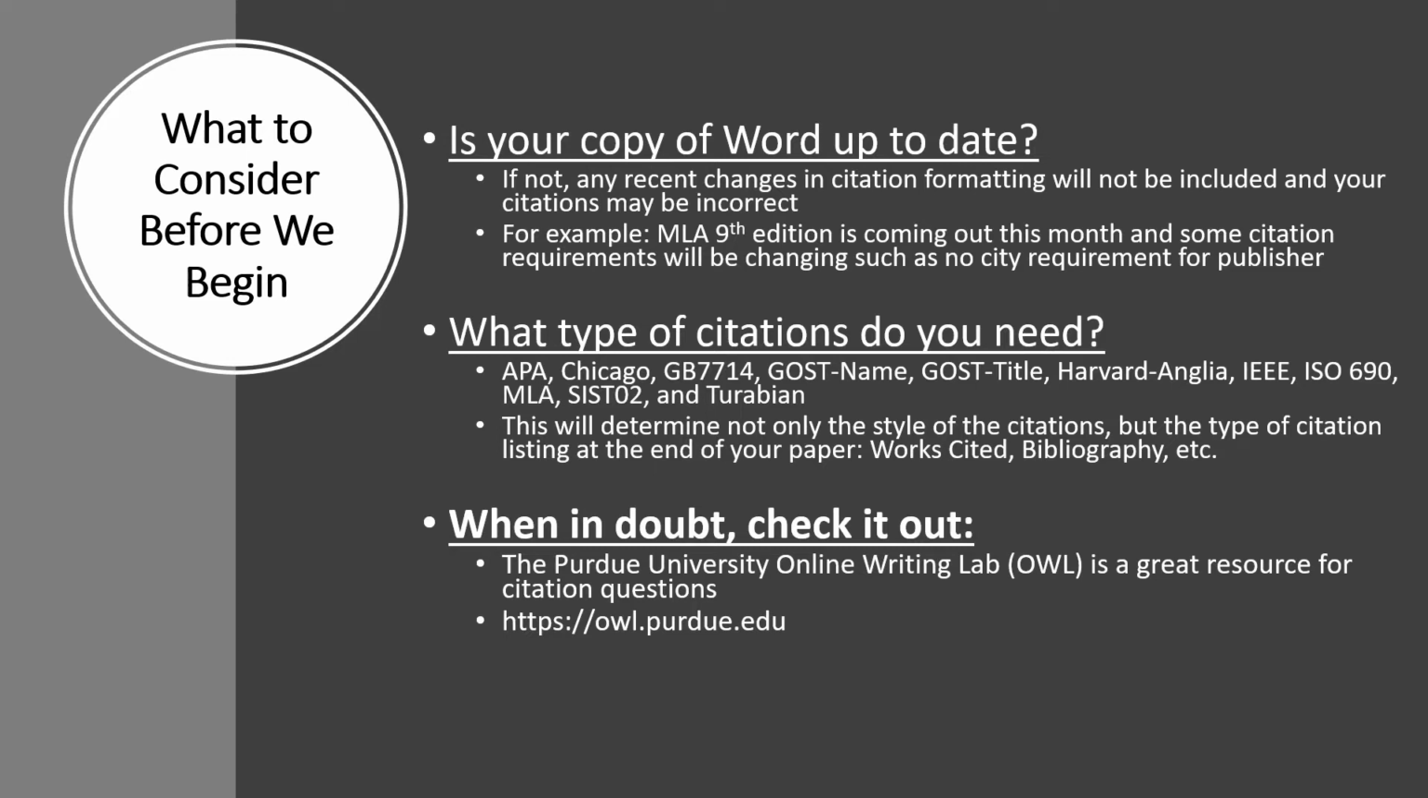Before we begin, we need to take three things into consideration. The first is that we need to make sure that our version of Word is up to date. Citation styles don't change very often, but they do change, and with the latest updates applied to Word, we can have greater confidence that our citations will be correct. The second thing that we need to consider is the style of our citations. Arts and humanities usually require MLA style citations, while social sciences require APA. You should know which citation style is appropriate for the research that you are doing.